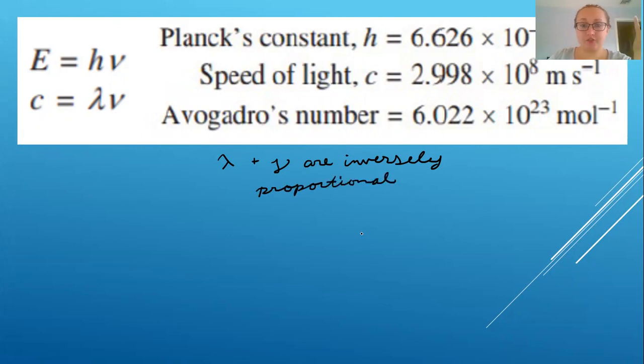We can actually relate the two mathematically using this equation that is found on your AP Chemistry exam reference sheet under the section Atomic Structure. This equation is read C is equal to lambda nu, where C is our speed of light, 2.998 times 10 to the 8th meters per second.